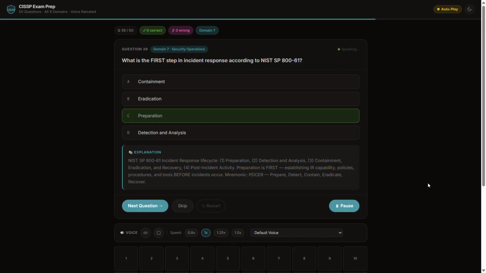Correct answer: C. NIST SP 800-61. Incident response life cycle: 1. Preparation. 2. Detection and analysis. 3. Containment, eradication, and recovery. 4. Post-incident activity. Preparation is first, establishing IR capability, policies, procedures, and tools before incidents occur. Mnemonic: PDCER, prepare, detect, contain, eradicate, recover.